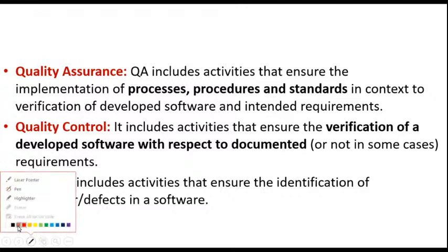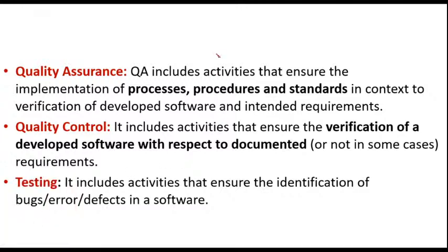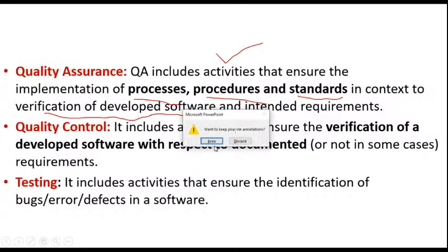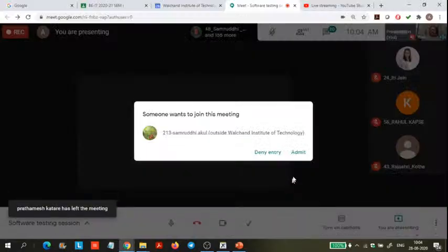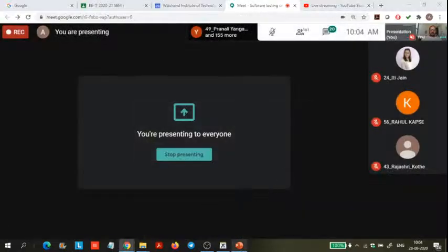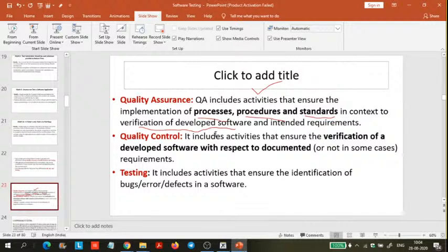So these terminologies: quality assurance means the activities that ensure the implementation of the process, procedures and standards in the context of verification of the developed software and intended requirements. So whatever process, procedures, standards you follow. Just one example I can give you.